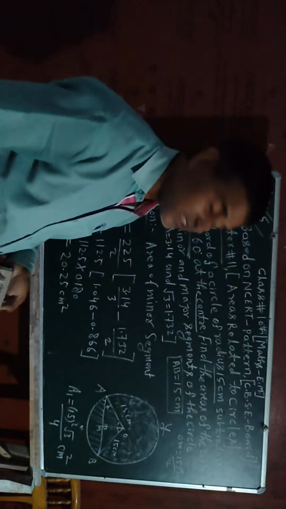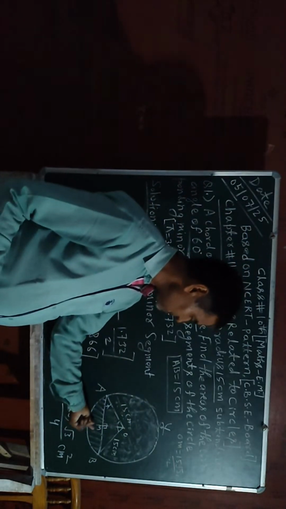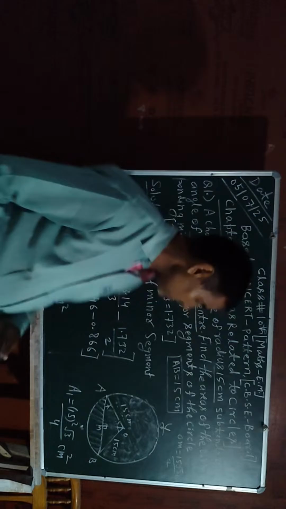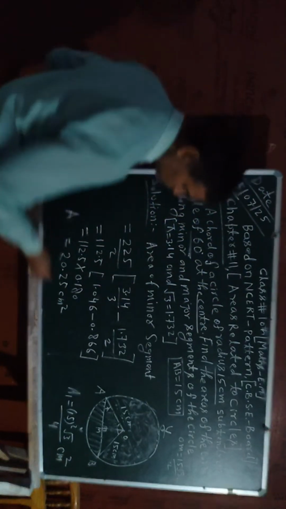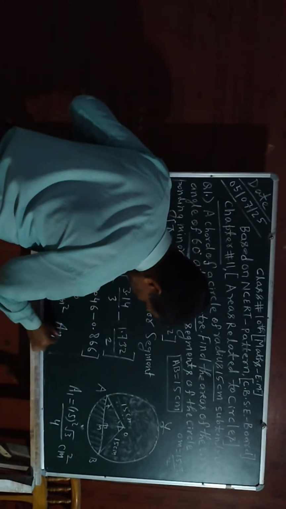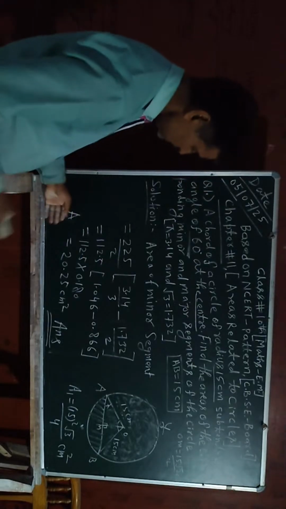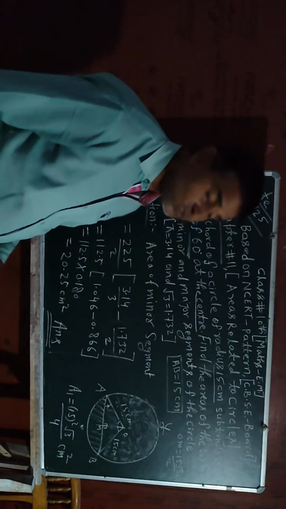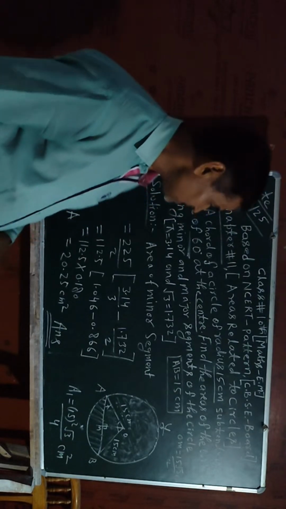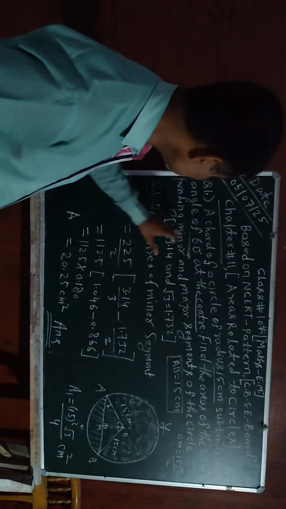So area of the circle is known as pi r square, and I will subtract from pi r square minus area of the minor sector. That will be the area of major sector. Okay, students, so further I am going to write this is one answer of the question. A is equal to 20.25 centimeter square. This is the area of the minor segment of a circle.